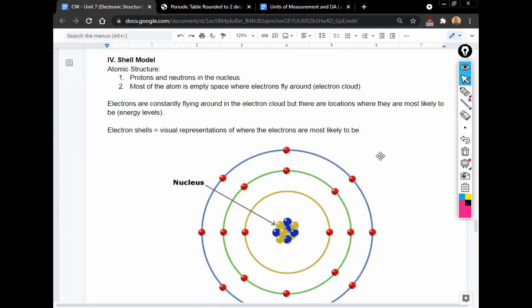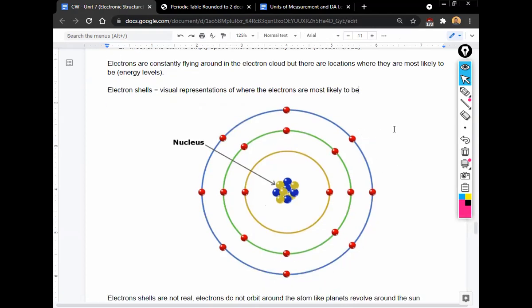Again, just to review, atomic structure: protons and neutrons are in the nucleus, and the electrons fly around in that empty space around the atom, and we call that the electron cloud. Electrons are constantly flying around the cloud, but there are areas where they like to hang out. Those are the energy levels, because it's quantized energy. Electron shells are basically visual representations of where the electrons are most likely to be.